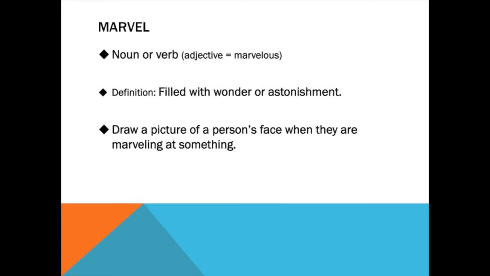The next word on the list this week is marvel. You may have heard this word before when referring to a certain comic book company, and maybe now when you learn the definition, you'll realize the reason why they named their company Marvel. Marvel can be a noun or a verb in a sentence. If you wanted to use the word marvel as an adjective, you have to add the "ous" adjective suffix to the end. Marvel means filled with wonder or astonishment.